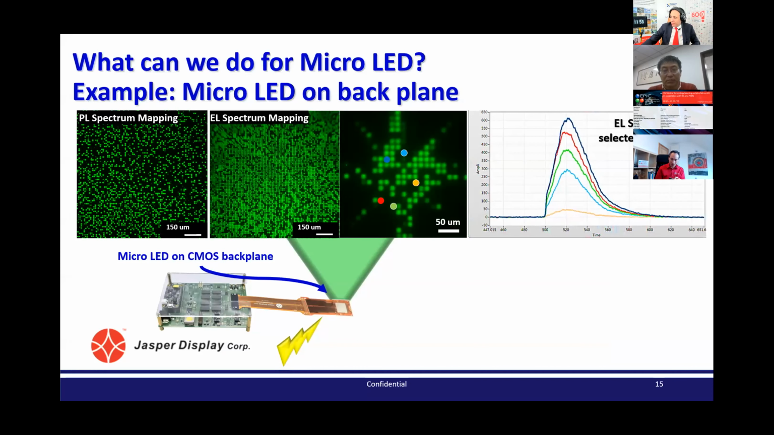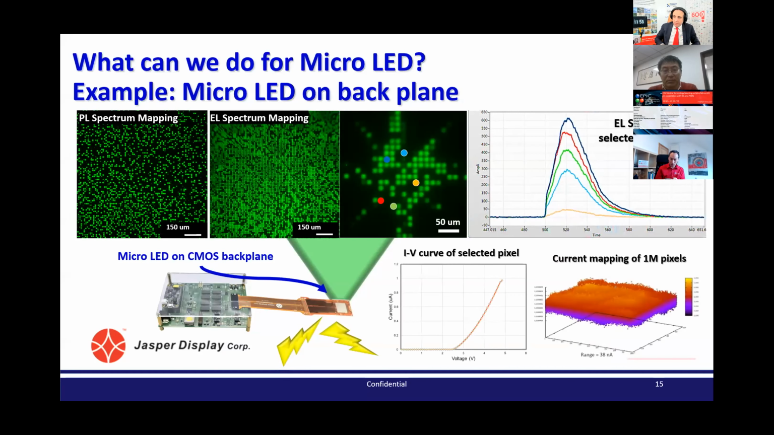And with the great digital modulation technology, Jasper Display's backplane can easily measure the whole current mapping of all the micro LEDs on this panel. And of course, you can select whatever pixel on the panel, and you can find out the IV curve of that pixel. So actually, with this kind of setup, if you are interested in mini display applications, we can provide you a total solution for inspection in your R&D stage and also for your mass production stage.